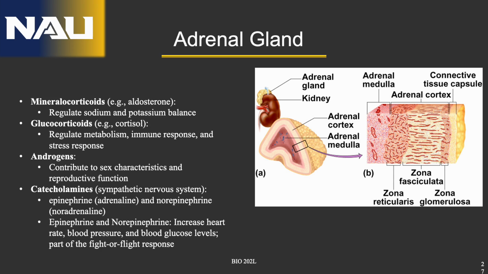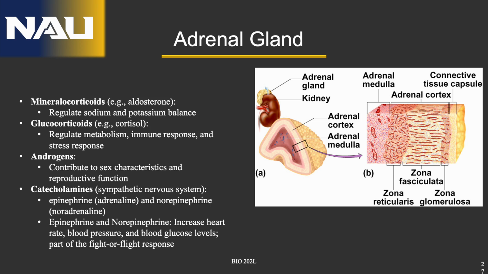The adrenal glands are small, triangular-shaped glands located on top of each kidney. Each adrenal gland is composed of two main parts, the adrenal cortex and the adrenal medulla. Adrenal means adrenal gland, the cortex meaning this area here, and the medulla is the deeper area here. The adrenal cortex is divided into three zones: the zona glomerulosa, the zona fasciculata, the zona reticularis.